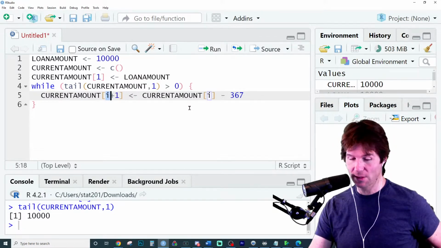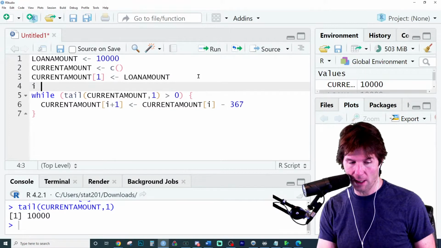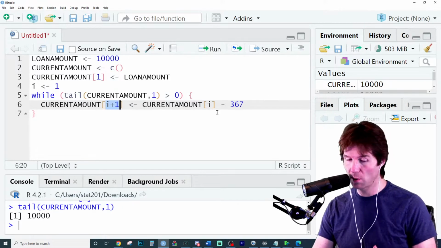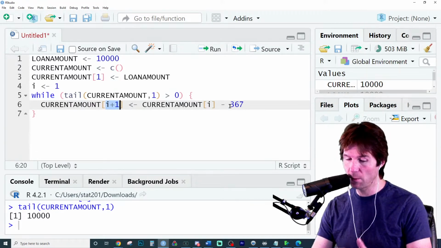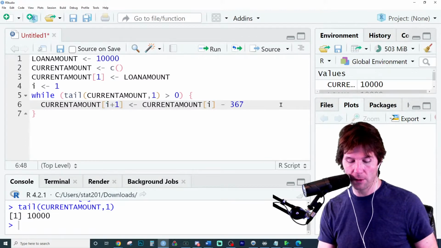It doesn't change. The placeholder i doesn't change. Exactly. So we're going to start i right here as 1, so that when the loop starts, i is equal to 1. And then this becomes 2. And then we're taking what is in position 1 and subtracting this much and storing the new value here. Now we need to go here.